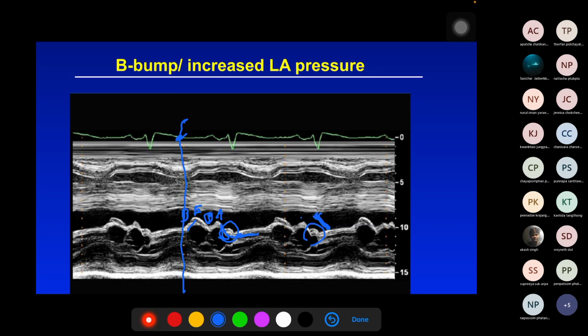Normally, you should not see this hump. So if we see the hump at the end of the A wave, this one is called the B bump. It represents increased LA pressure.